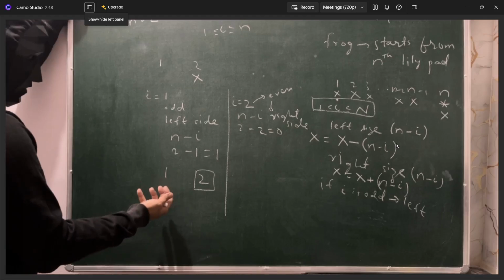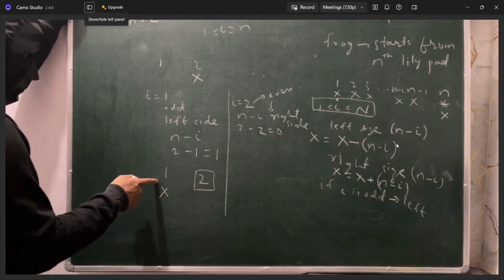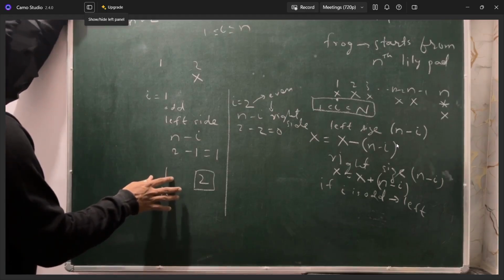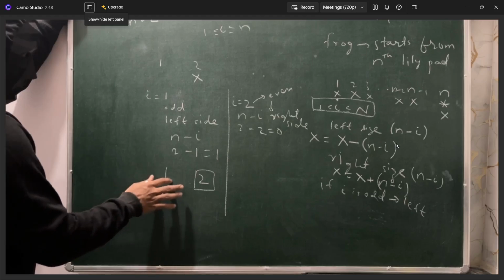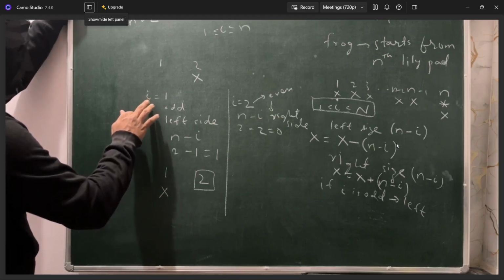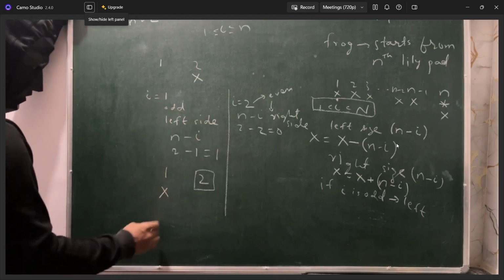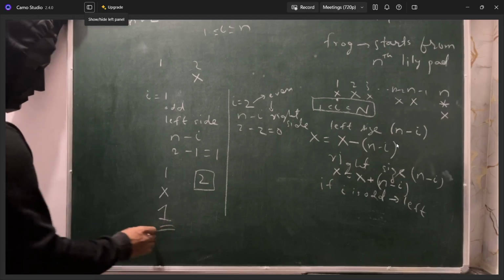As you can see, your frog was here and he came here, and now he is not able to move. So this is the final position of the frog, where he'll be present when your operations are done from i equal to 1 to n. So what is this position? This is 1. So in this case you will have to return 1 as the answer.